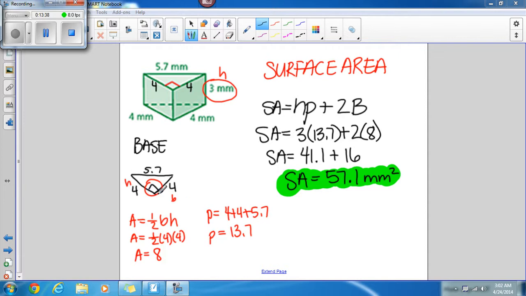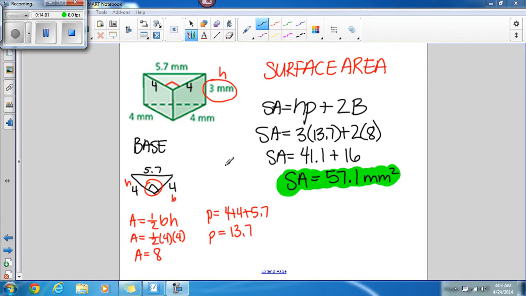If I need to find the area of this shape, remember you circle that right angle. Sorry, I'm yawning, it's late. And 4 and 4 are the base and the height. So it's half times 4 times 4, which gives me an area of 8. And then go ahead and plug both of those numbers in, and I work out the formula. I get 57.1.